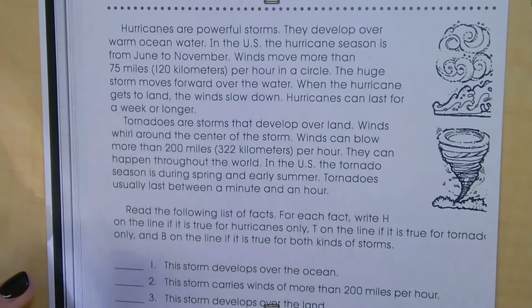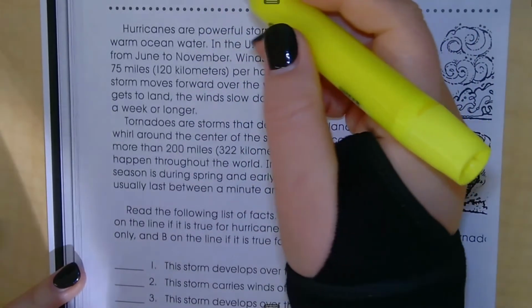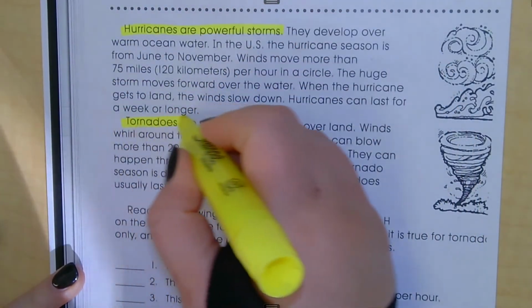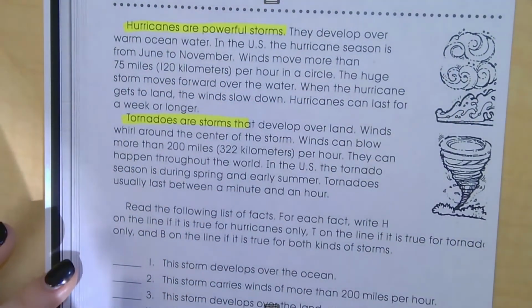Alright, so the first thing I want to do is I'm going to take my yellow and let's find some similarities. So I know that hurricanes are storms and tornadoes are storms, right?